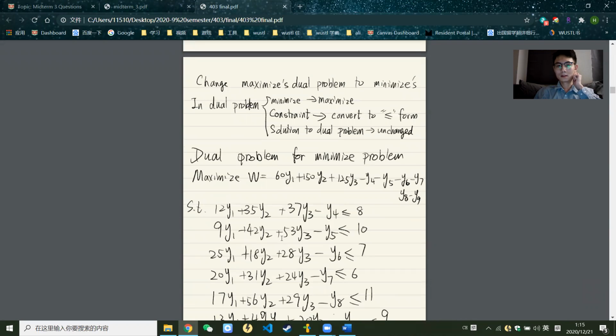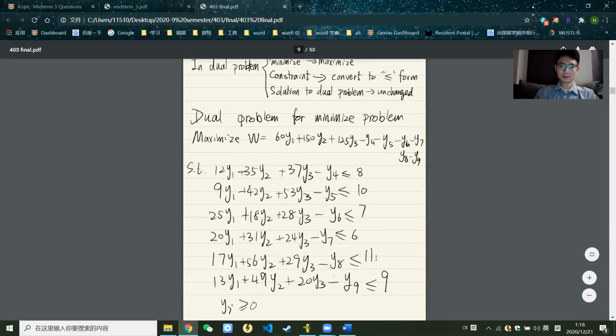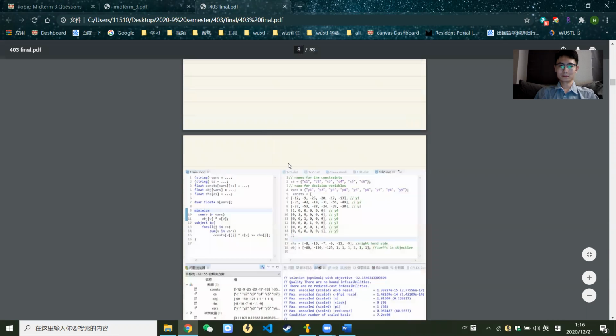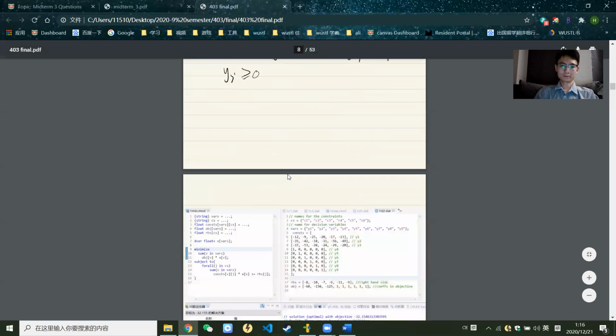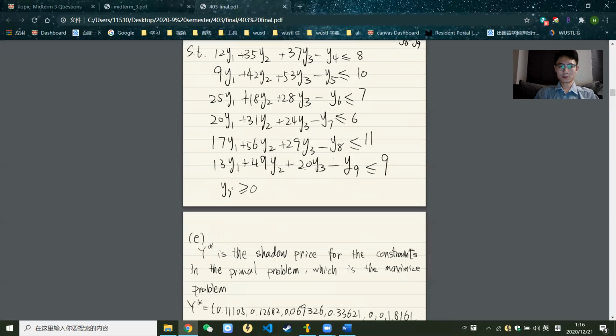So for the minimize problem, it's simply make the primal minimize into maximize, and the constraints be smaller or equal than, and all the coefficients be the negative ones from this dual problem, and the solution will not change.